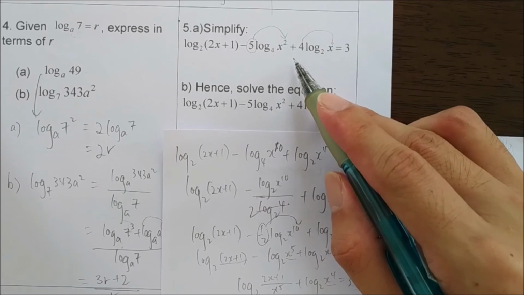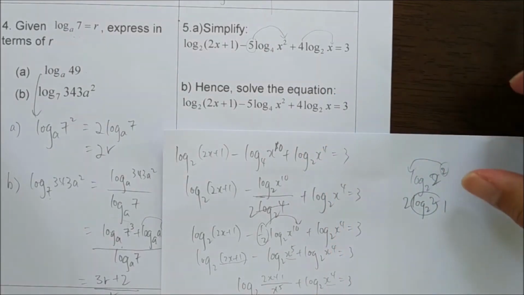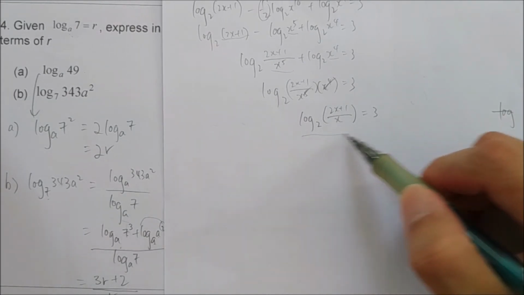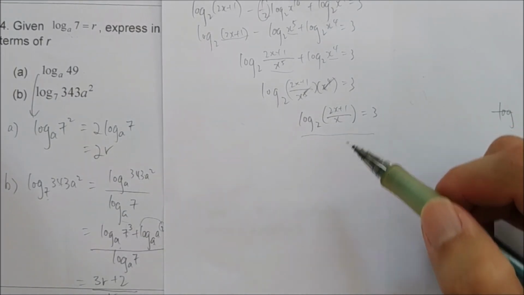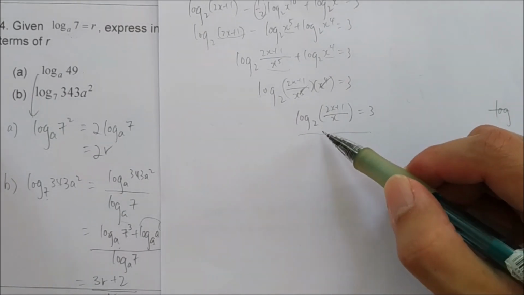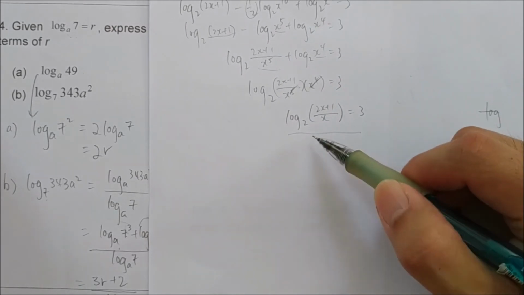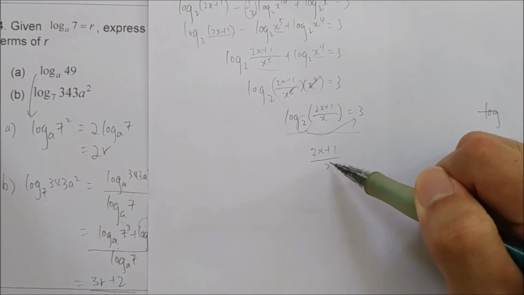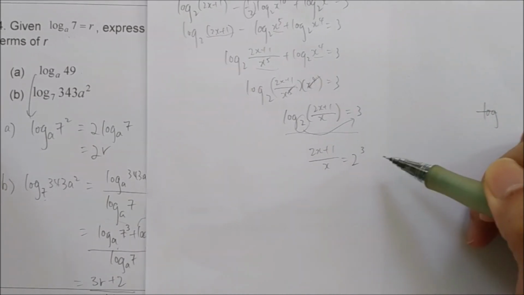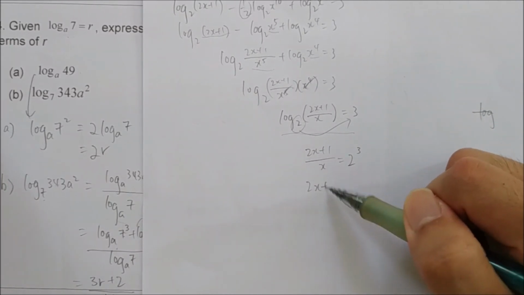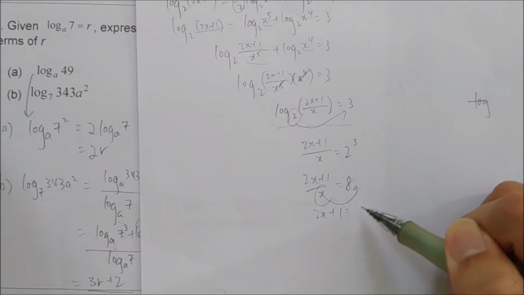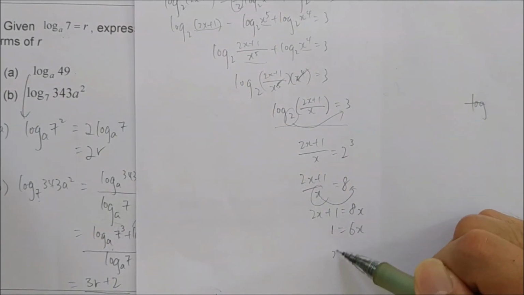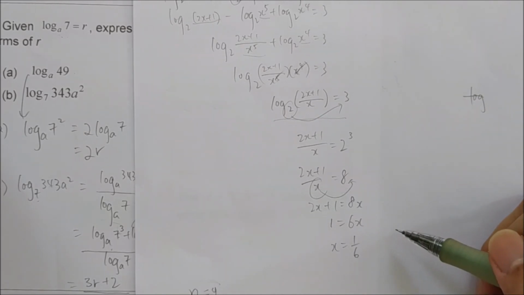Since this and this are the same, we can continue from here. This is the answer for question A. And now the answer for question B, we continue from here. We just bring the 2 here, you get 2x plus 1 over x equals 2 to the power of 3. That's the answer. So that's it.